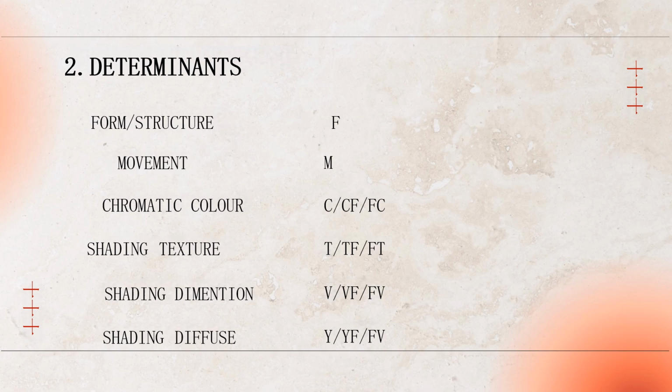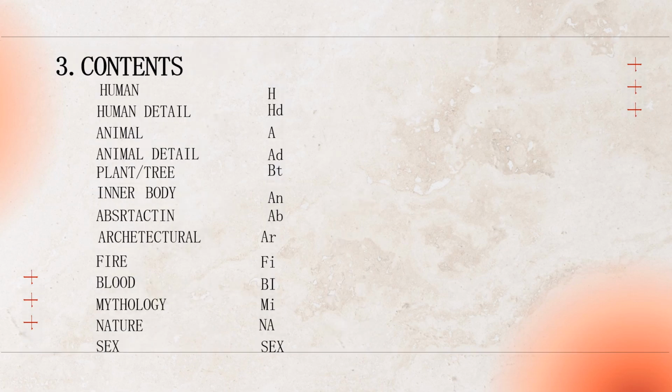Then for the determinants, the patient pays more attention to form, structure, movement, chromatic color, shading texture, shading dimension, shading diffusion. Now it can be that the patient had some movement and also paid attention to the shading structure. So you can code both of them. It's not that if there is one determinant, it is only one. Then content: what content the patient saw in the inkblot. Was it a human detail, animal detail, plant, tree, inner body, abstraction, architectural, fire, blood, mythology, nature, sex? So according to that, you will again give the responses.